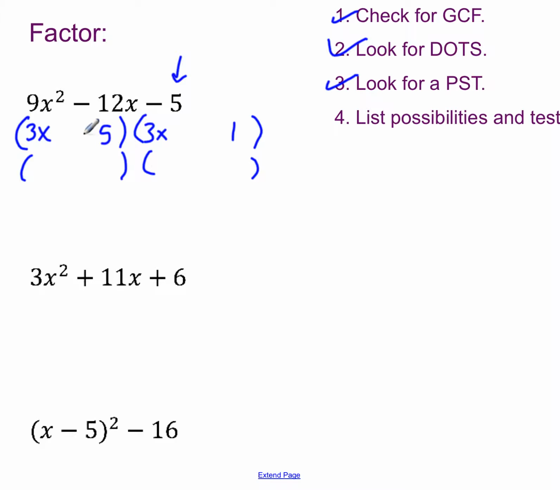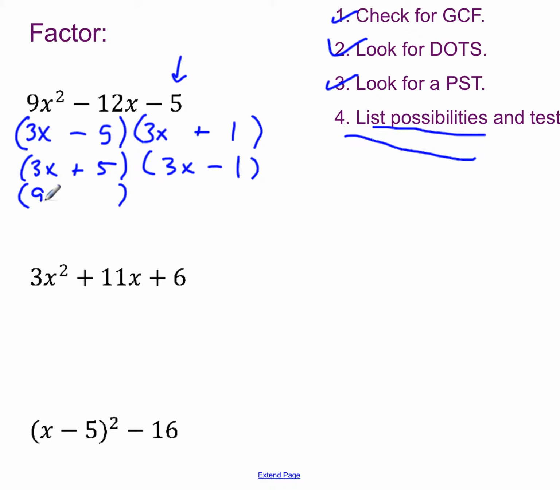My sign could be -5 and +1. It could be +5 and -1. That would both get me to this answer and this answer. Now, I haven't tested either one of these to see if it gives me -12x. I'm just in this list possibilities section. Okay, so that's those possibilities.